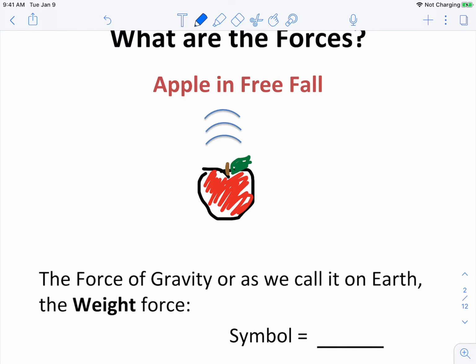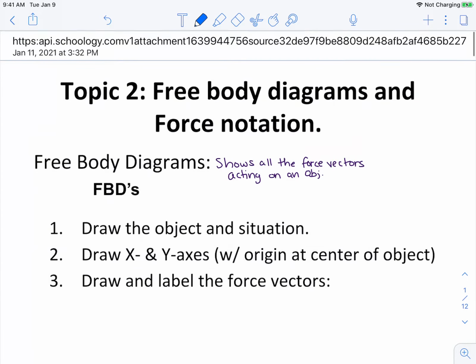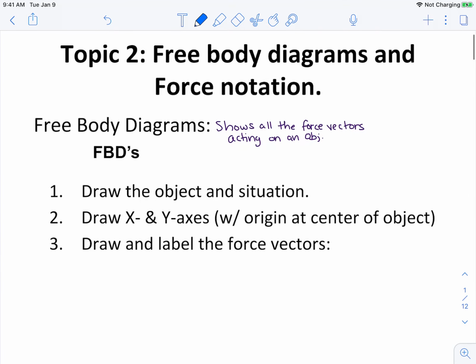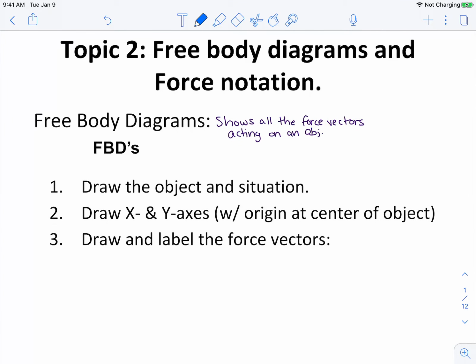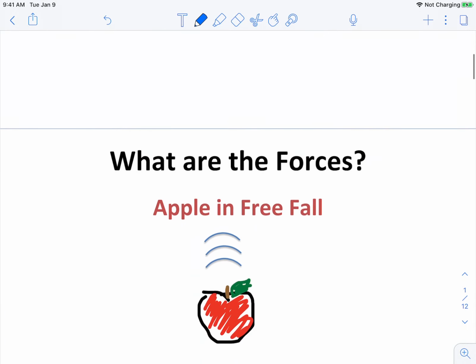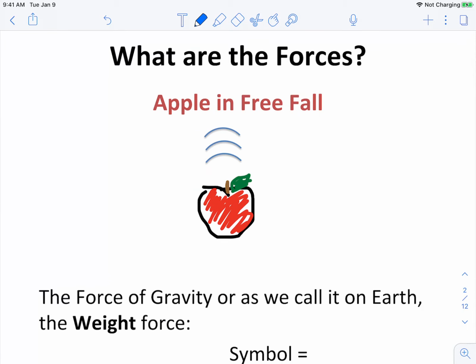Okay, so we are going to be talking about free body diagrams right now, and a free body diagram shows the force vectors acting on an object. There are some steps that we're going to take, and here we have an apple that's in free fall, and we're going to represent the apple with a point like that. That's the apple.